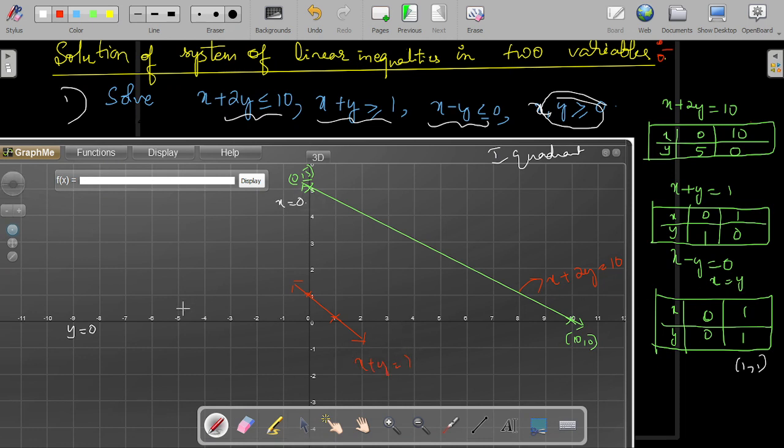Next, x equal to y means 0, 0. This is that point 0, 0 and 1, 1. So 1, 1. It is a line passing through the origin. So you have that line passing through the origin. So this is the line.